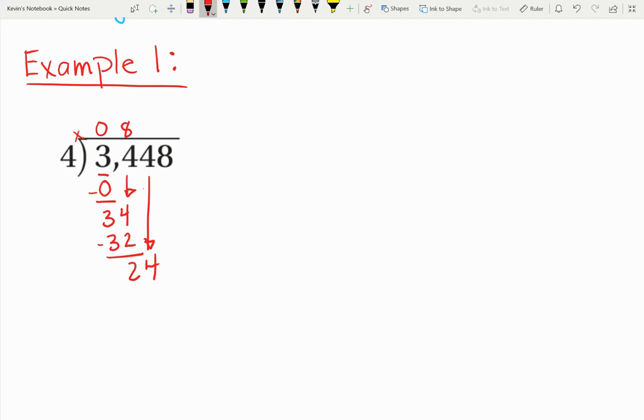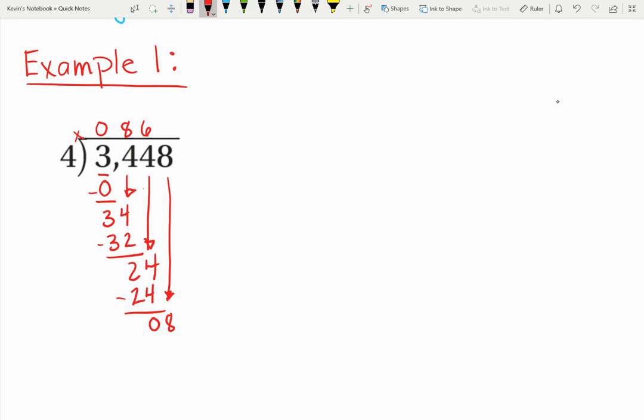Then bring down the 4. And then we just repeat. 24 divided by 4 is 6. And we know 6 will fit nicely with no remainder. Then we do 6 times 4 is 24. And then subtract. And we do still have another digit. Then we just bring down over here. And we bring down the 8.